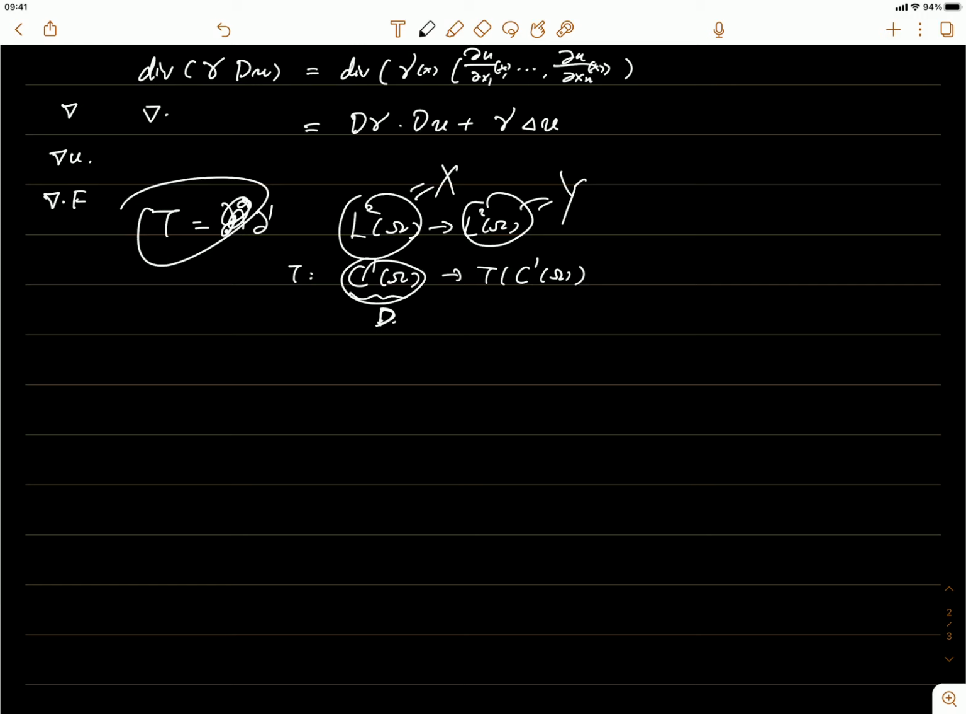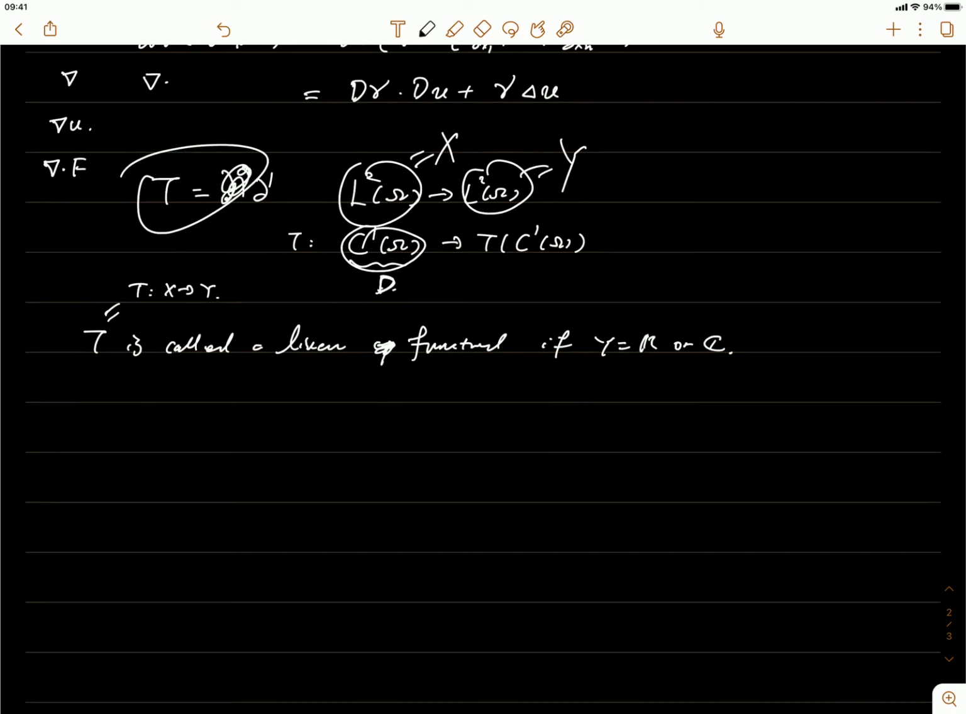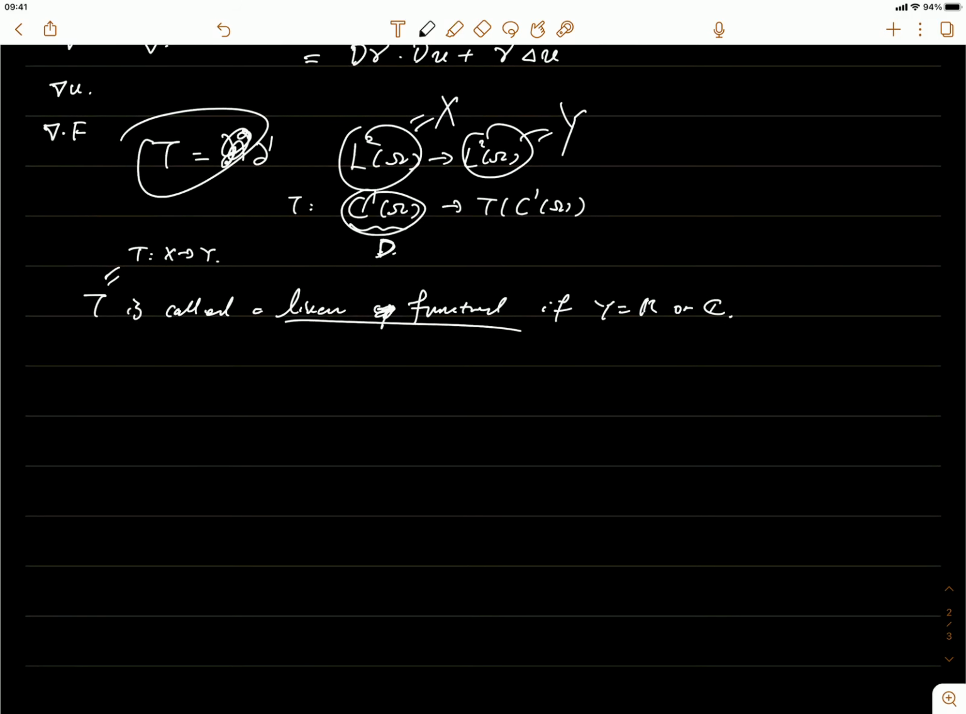Now, linear functional. A linear functional is actually just a linear operator, but the Y is a field, a number field such as R or C. So again, T is a linear transformation from X to Y. It's also called an operator. It is called a functional specifically if this Y is just R or C. In this case, T maps any vector in X to a scalar, so we call it a linear functional. It's just a special type of linear operator.